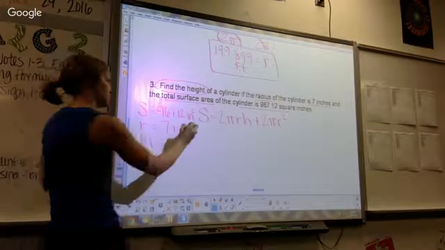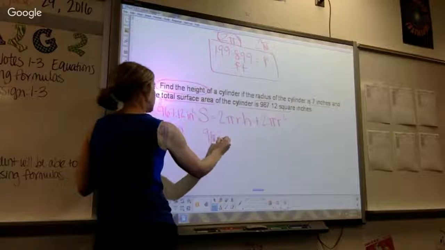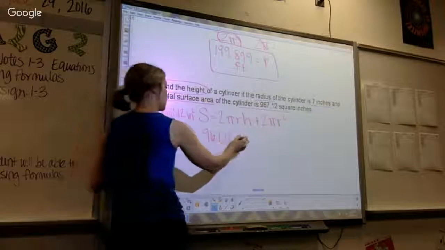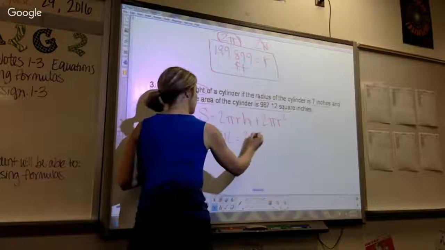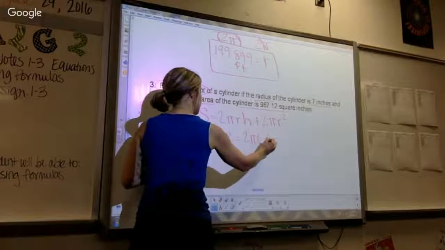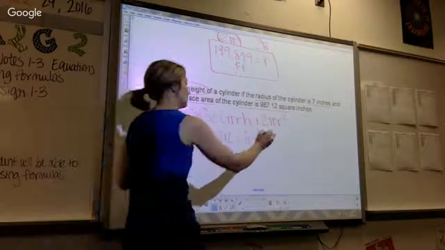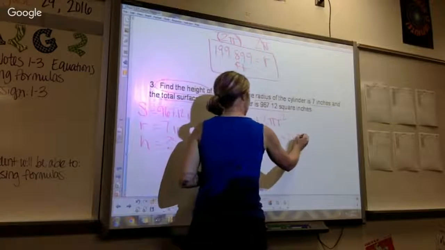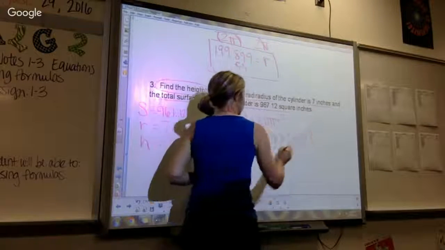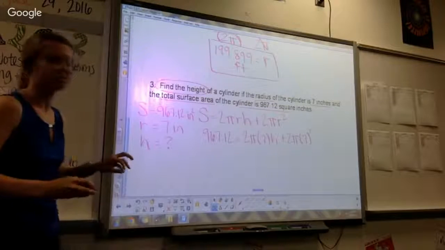So we're going to plug in. So 967.12 equals 2 pi. The radius is 7, and then we don't know H, so we're going to leave that as H there. Plus 2 pi, radius is 7. We're going to square that radius there.